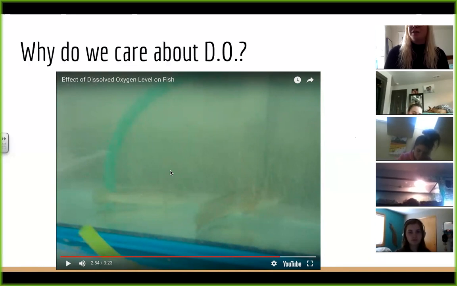And they actually all survived, right? So that's something to think about when you see fish tanks with that air getting pumped in. It's not just for looks, it's actually so the fish can live.